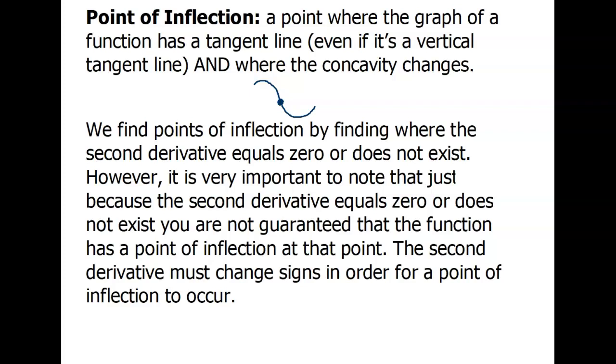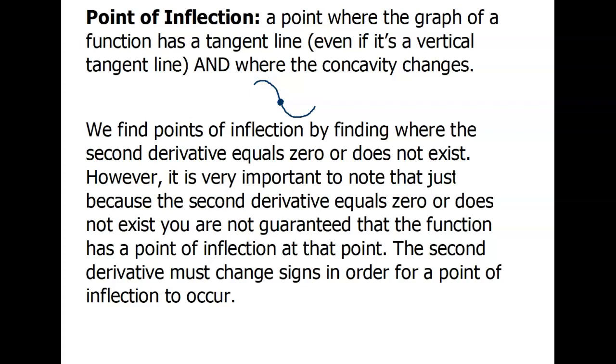You are not guaranteed that the function has a point of inflection at this point. The second derivative has to change signs in order for a point of inflection to occur. So just like on the first derivative test, in order for a function to have a max or a min, the function had to change from positive to negative, or from increasing to decreasing, or vice versa. I had to go from decreasing to increasing, or negative to positive on the first derivative test. On the second derivative test, a function must also change signs in order to be a POI.